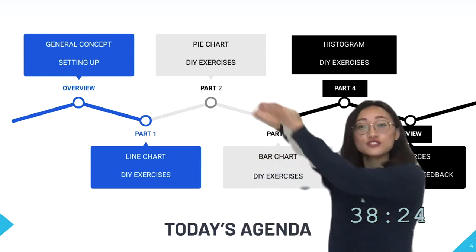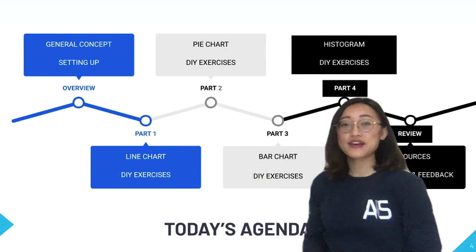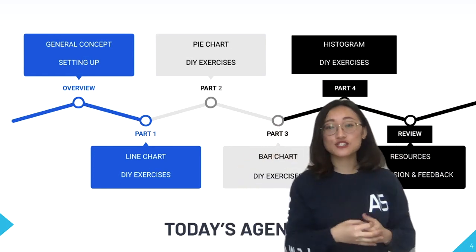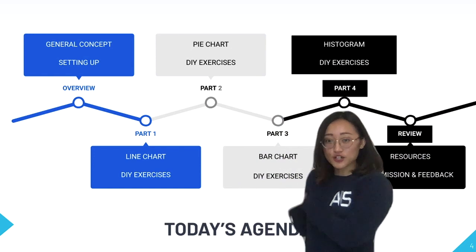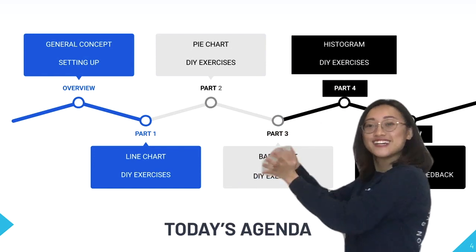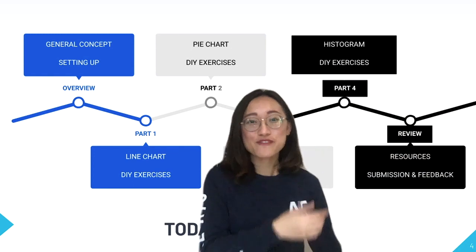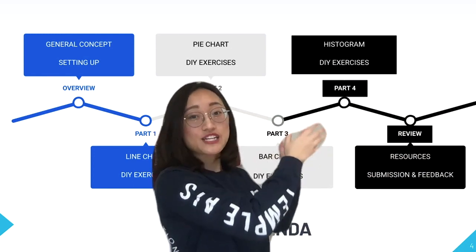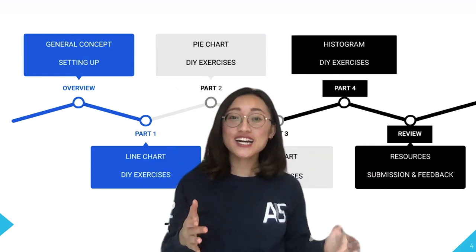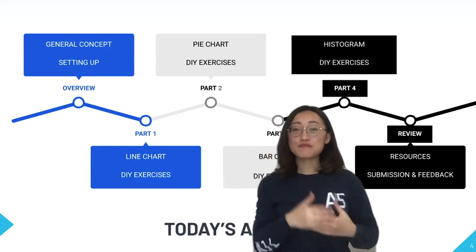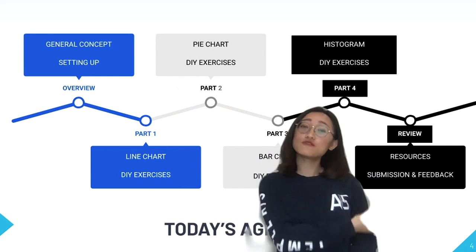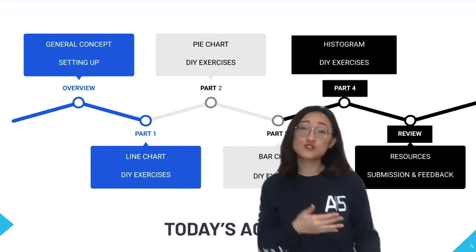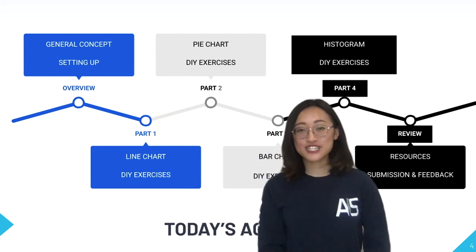For part 2, we're going to do a pie chart, working with percentages and making sure you know why we're using a pie chart. The third part is about a bar chart. Then in part 4, we're going to make a histogram, which is more of a range of data. I'm going to tell you step by step how to make it and apply it to real life. Finally, we review, and I give you some more resources to work with. That's all for the workshop.